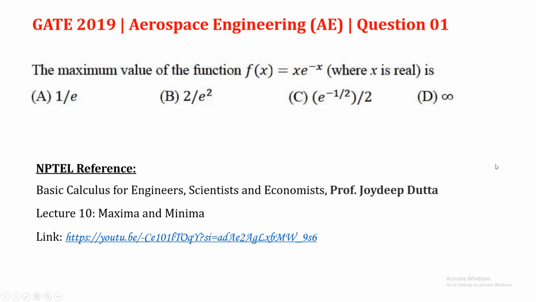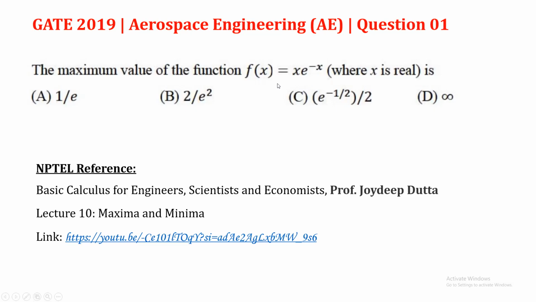Problem from GATE 2019 Aerospace Engineering paper, question number 1. The question is: the maximum value of the function f of x is equal to x e power minus x, where x is real, is dash. You have been given 4 options: 1 by e, 2 by e square, e power 1 minus 2 by 2, and option D is infinity.